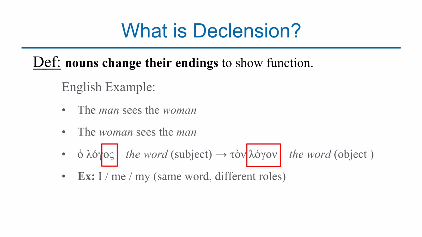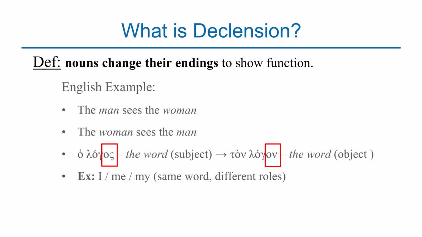And logon, the last part, if we look at the case ending, the last part of the word, omicron nu, that case ending there is telling us that the word logon is the object of the sentence. And so if we put logon in a sentence, it's going to be the object of the sentence. Regardless of where it is, it can be at the beginning of a sentence or at the ending of a sentence. What is important is to look at the ending of a word.